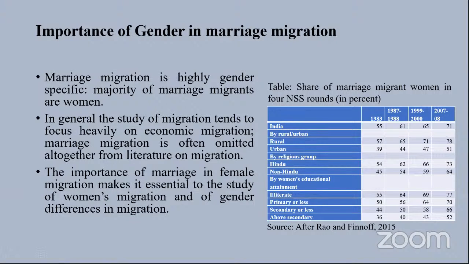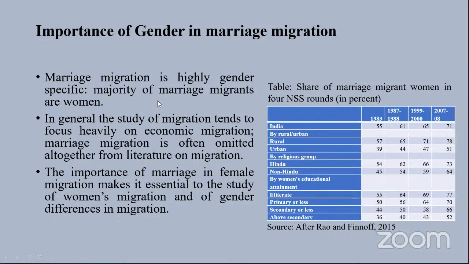The importance of gender in migration. Marriage migration is highly gender specific because it mostly happens by women, and a very few or negligible amount of marriage migration happens by men. So we find that there is an increase in female migration rates, and that is responsible for the skewness of the migration data in the country, especially in terms of female.